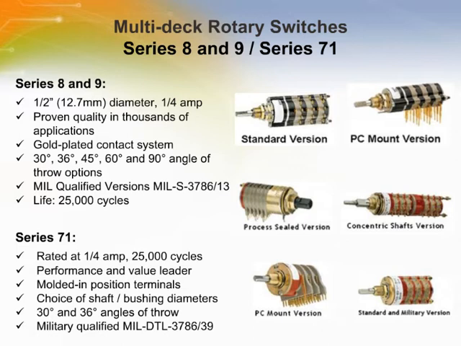The Series 8 and 9 is a half-inch rotary switch capable of switching a quarter amp for 25,000 cycles. The Series 71 was originally designed as a commercial version of the Series 8 and 9 rotary switch. Later it was also qualified to military specifications. It is a quarter amp, 25,000 cycle switch.